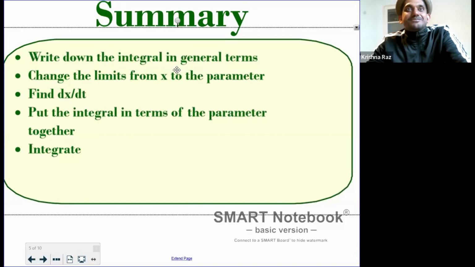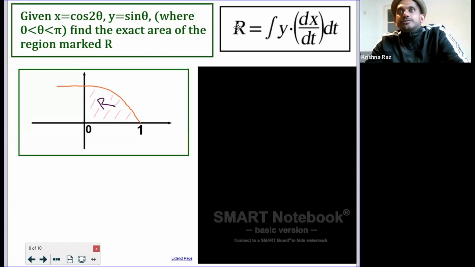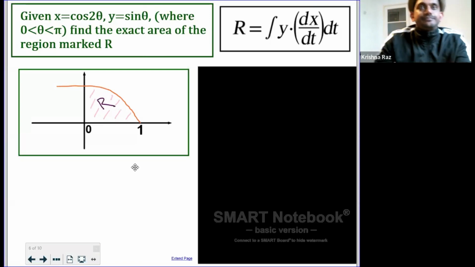So the summary of what we've done. First, we wrote down the integral in general terms. We changed the limits from x to the parameter. We found dx by dt. We put the integral in terms of the parameter, and then we integrate it. Now pause the video and give that one a go.